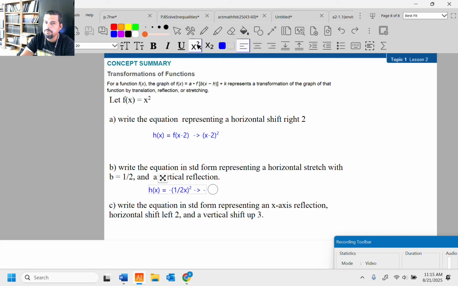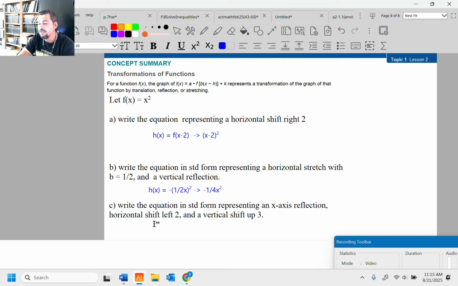You can turn pretty much any horizontal compression or stretch into something vertical because they are the same thing. They just work opposite of each other. But anyways, if you square that thing, this is what you get. That's standard form.